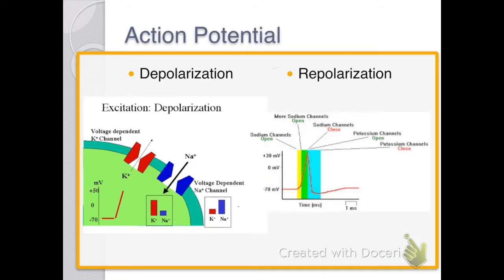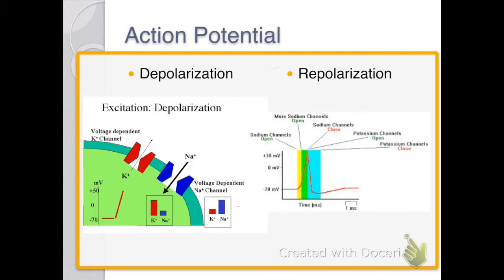Okay, so here are the nuts and bolts of each of those processes. Remember that in resting potential, the neuron has an internal negative charge, and so during that time the sodium channels are closed, and potassium is being constantly pumped out to maintain a negative internal value.